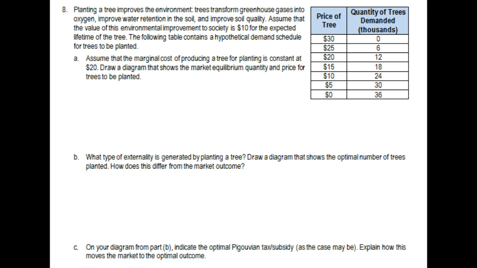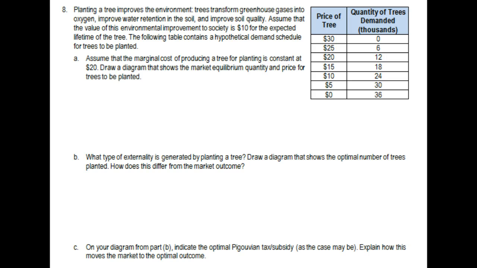So first you use the information in the chart to calculate the equilibrium quantity. You can do that because it tells you what the marginal cost is, and it tells you what the price of the tree is and what the demand is at that price. Then you want to draw a graph.